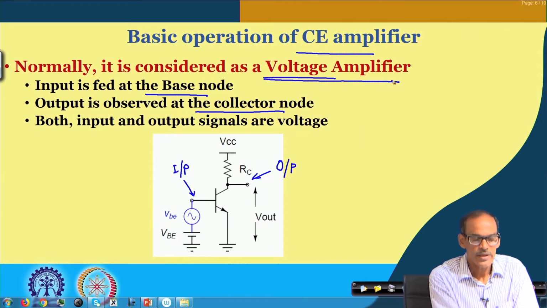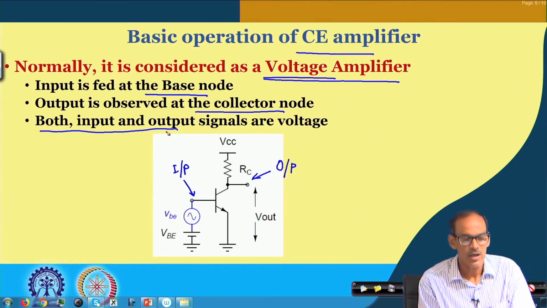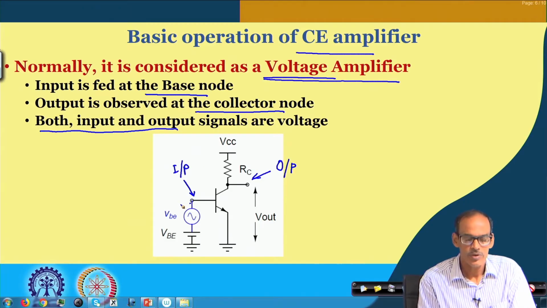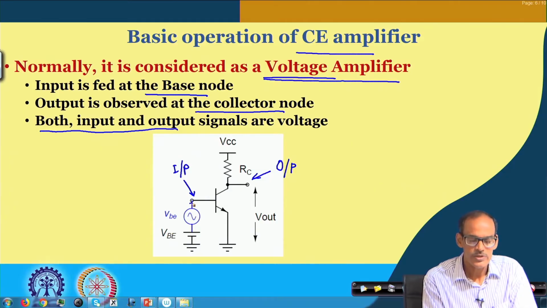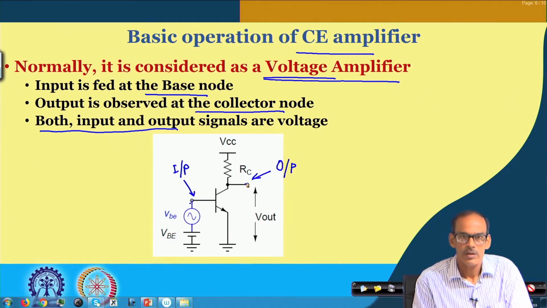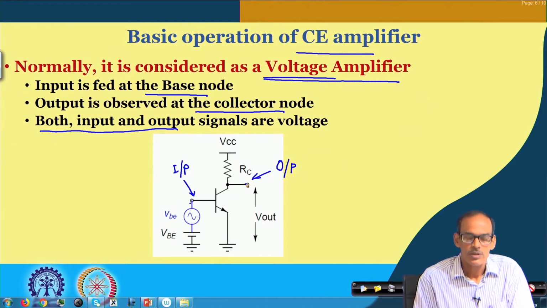What this means is that both input and output signals are voltage. So the analysis we will be doing is based on the signal being fed in the form of voltage, namely the signal source resistance, the Thevenin equivalent resistance, should be as small as possible. And while observing the output, we should not load the circuit with any load, namely a parallel resistance at the output. That needs to be taken care of.